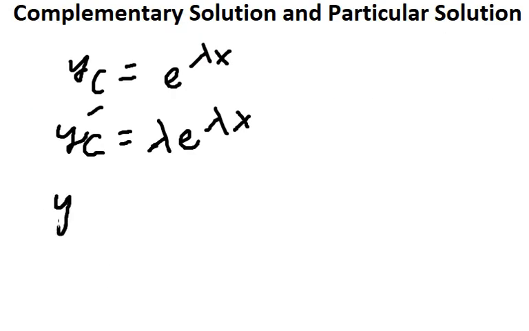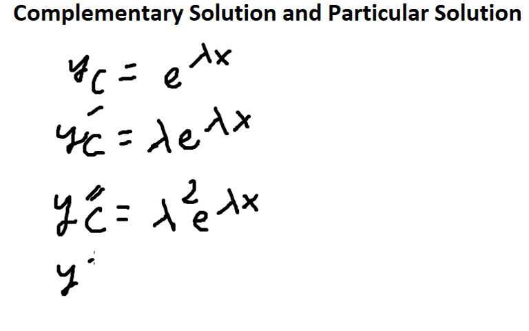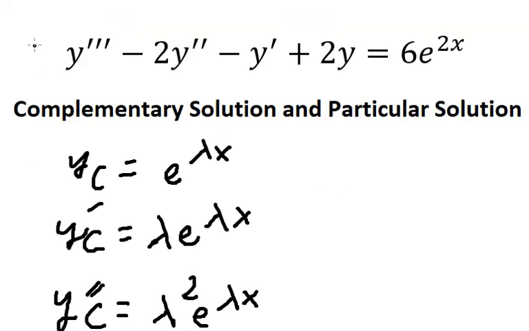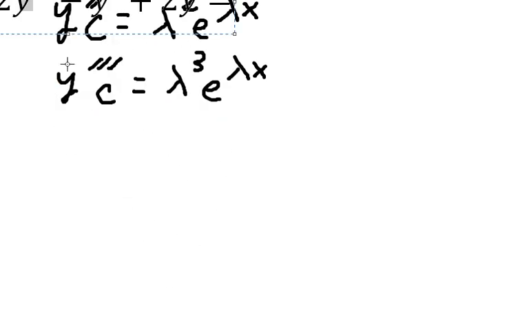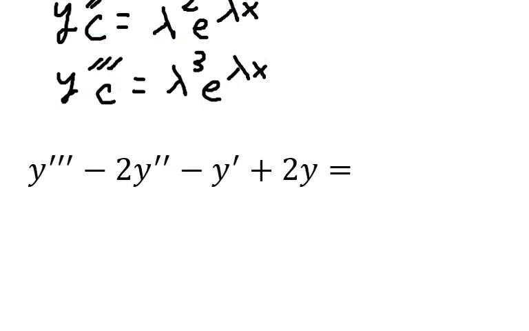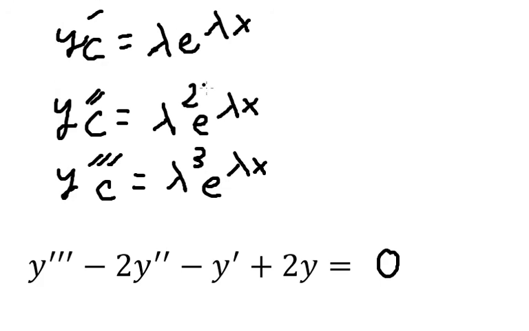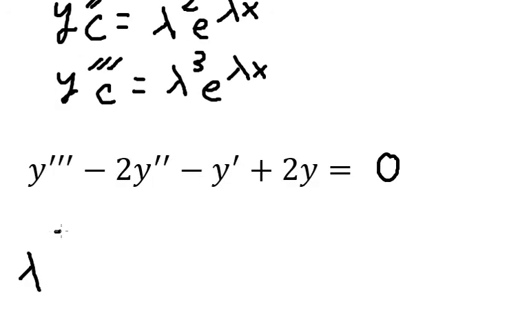Now we do the second derivative. We have lambda square e to the power of lambda s. And we have the third derivative. We have lambda to the power of 3 e to the power of lambda s. Now we put this one in here. But this is the complementary solution, so this should be equal to 0.